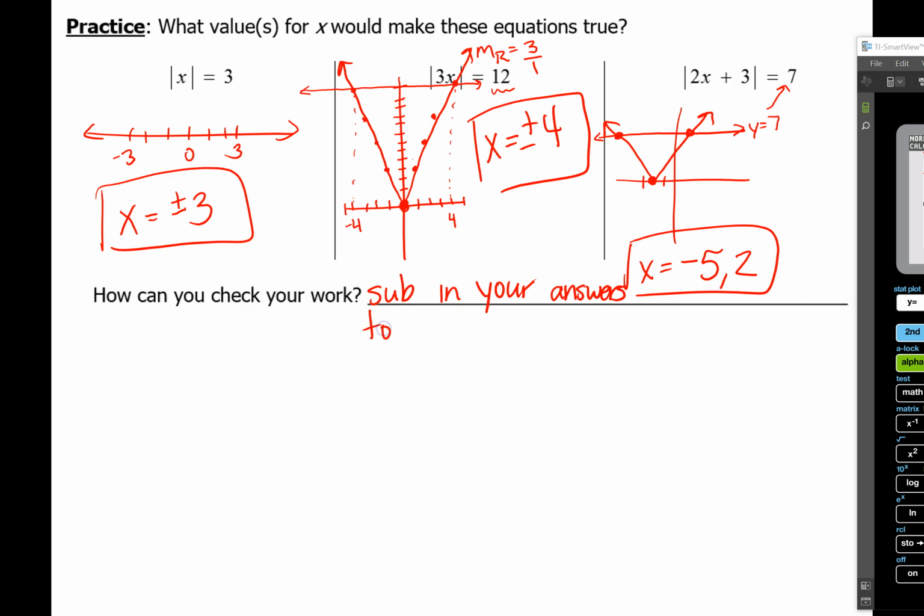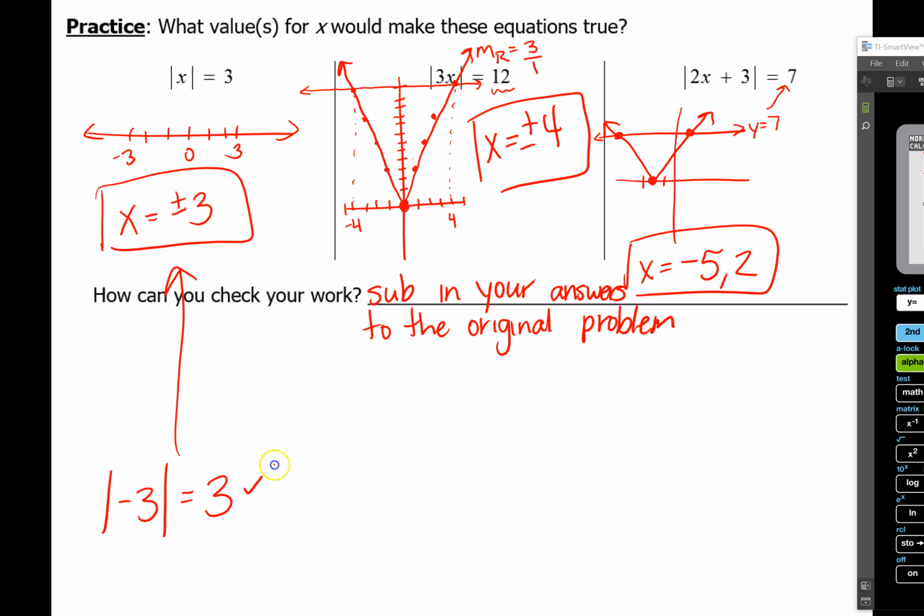To the original problem. That means that we can take, say, in this first practice problem that we did here, this +3 and that -3 and plug it into the problem. When we plug in -3, what is the absolute value of -3? Well, it makes it positive, so that means it's +3. That checks.